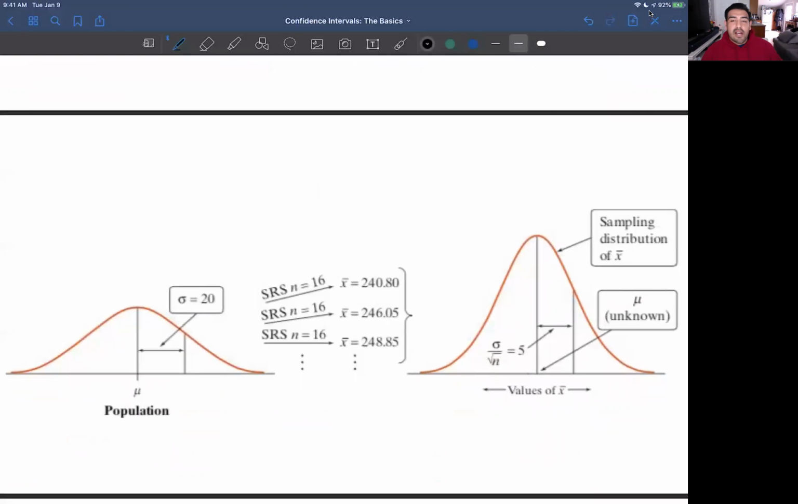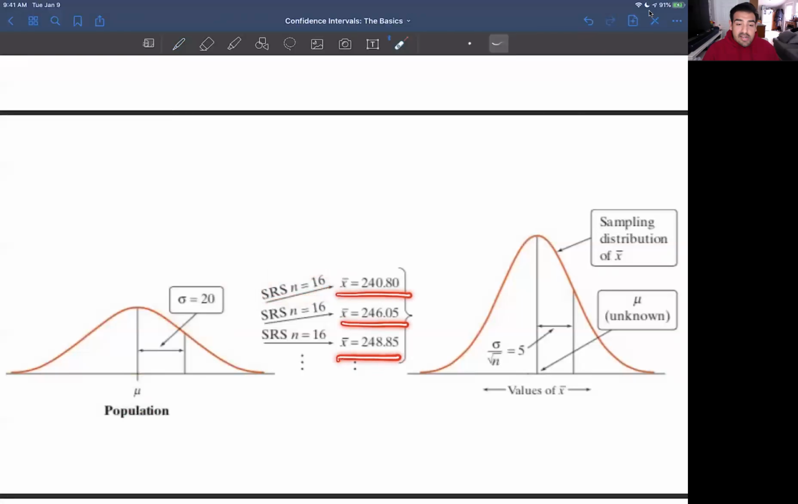Right, so here we've got two. We've got the population's distribution over here on the left. We've got the true population parameter, the true mean of the population, and the standard deviation of the population. Through that entire population, I can take sample sizes of 16. Remember, we want all the sample sizes to be the same. And each sample that I collect is going to give me a different average due to sampling variability.